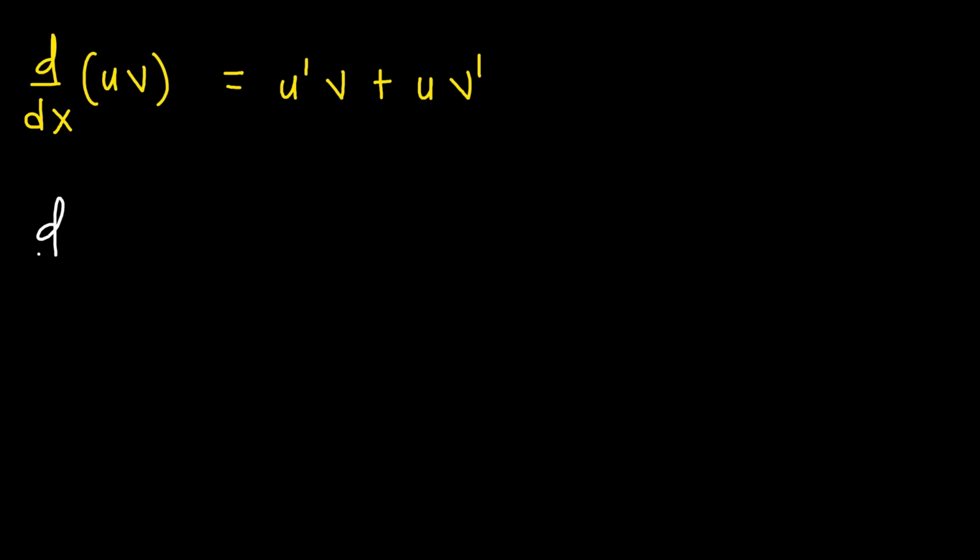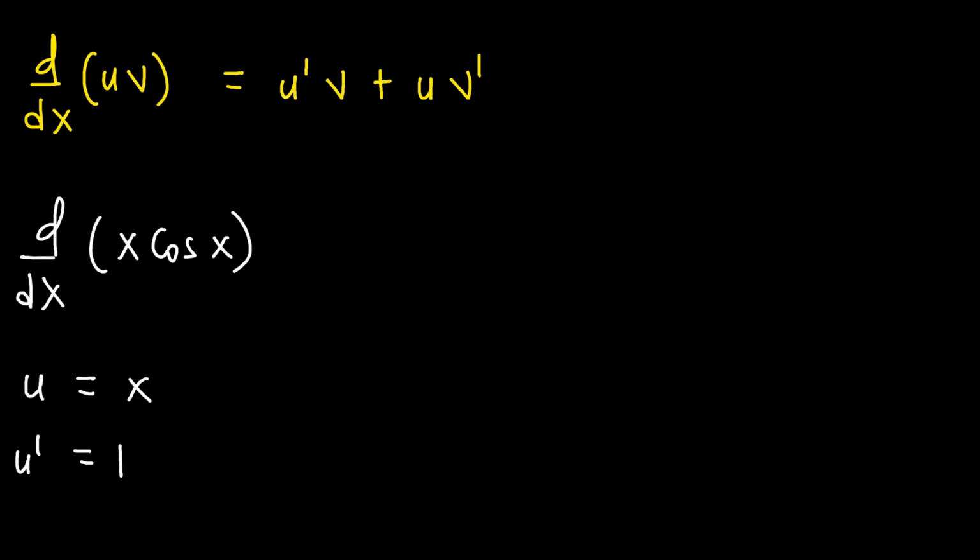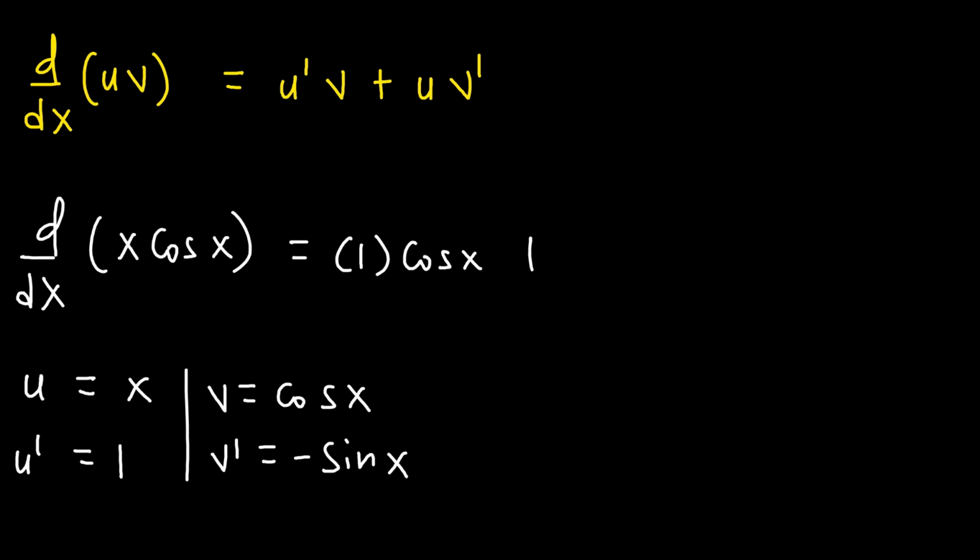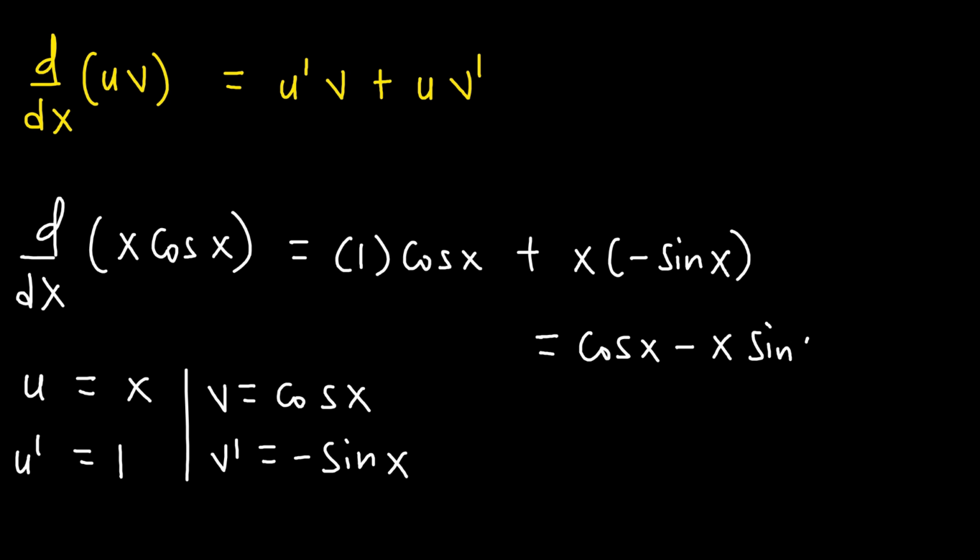Let's say we want to find the derivative of x times cosine x. In this case, u will be equal to x, and if we differentiate this, u prime will be equal to 1, and then v will be equal to the cosine of x. So v prime will be equal to, when you differentiate cosine x, you get negative sine x. So this will be equal to u prime times v, which will give us 1 times cosine x, plus u times v prime, which will give us x times negative sine x. And so our final answer will be cosine x minus x times sine x.